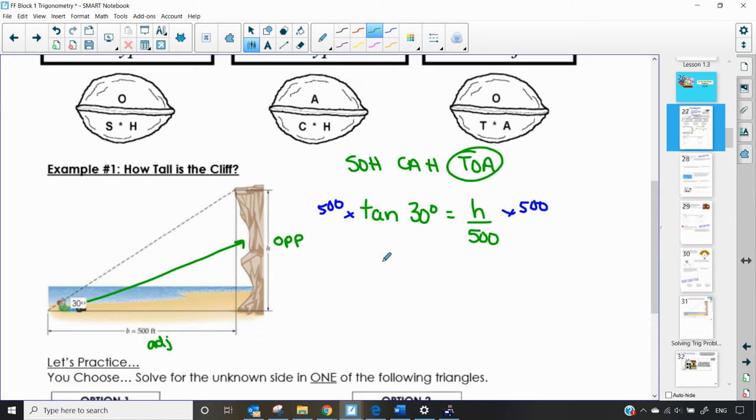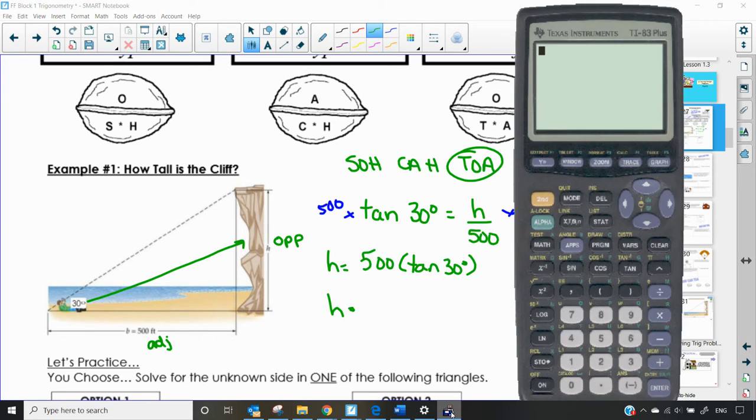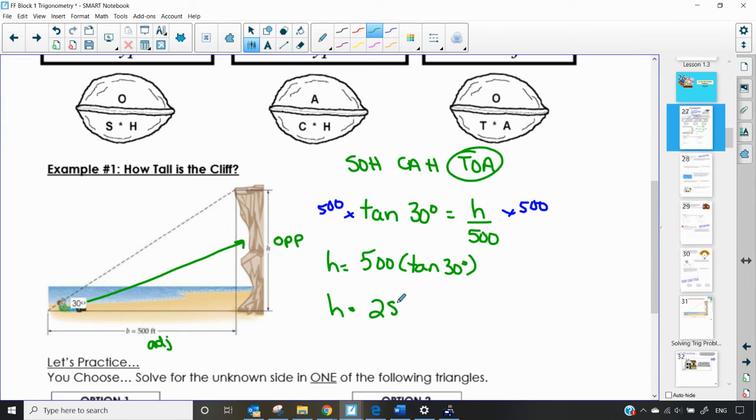And so that would give me h equals 500 times tan 30. And if you remember from the previous video, I said that I always put the number in front when I'm doing it in my calculator so that I avoid any issues if I forget a bracket. So 500 times tan 30 gives me 288.7 feet. Again, for lengths, we round to the nearest tenth, and for angles, we round to the nearest degree.